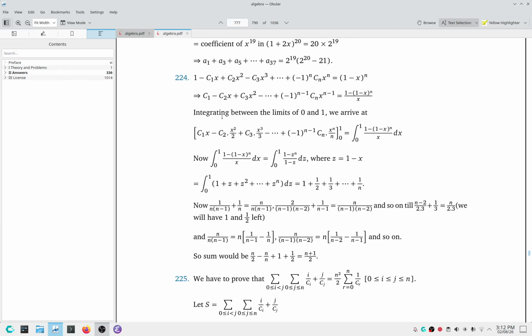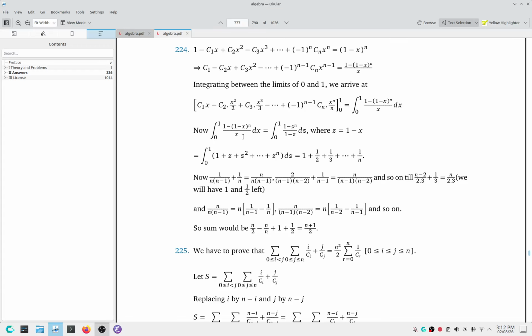Now integrate between limits 0 and 1, and we arrive at c1x minus c2 times x square upon 2 plus c3 times x cubed upon 3, and so on within limits 0 and 1, where we integrate between 0 and 1 the term 1 minus x to the power n upon x dx. Now we integrate this, we get z is equal to 1 minus x, so it becomes 1 minus z to the power n upon 1 minus z dz.